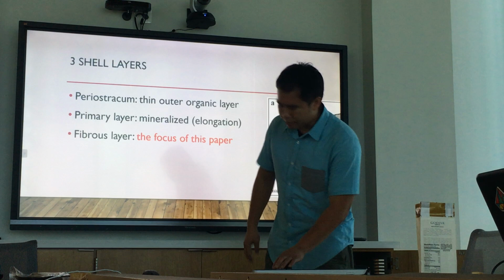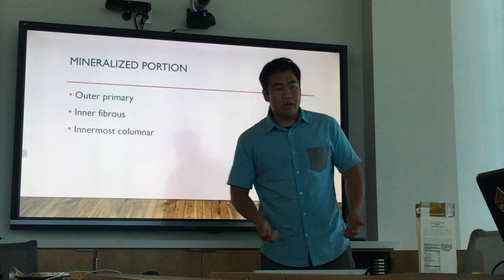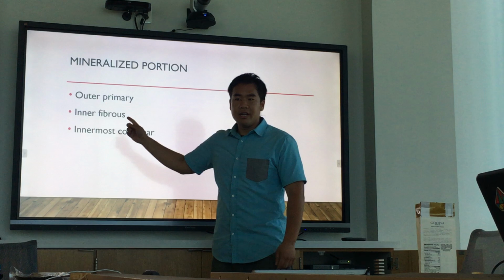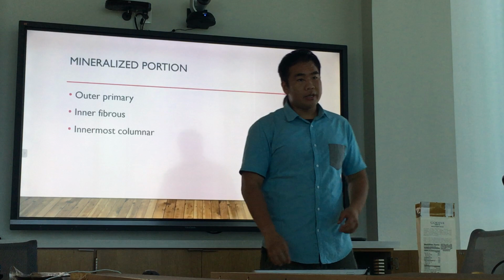The actual shell, besides the periostracum, is made of three mineralized layers: the outer primary, the inner fibrous we just mentioned, and also the innermost columnar layer, which was not addressed in this paper because the brachiopods they used did not have that one. So let's just ignore that one.